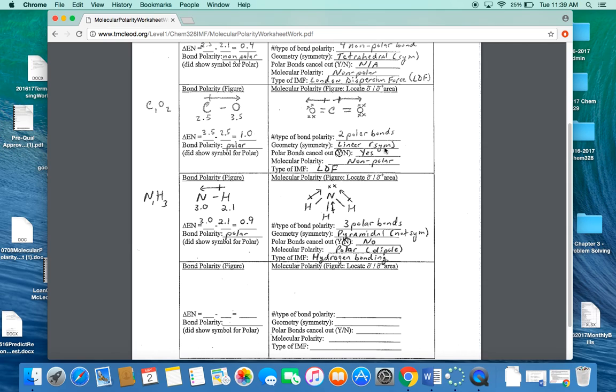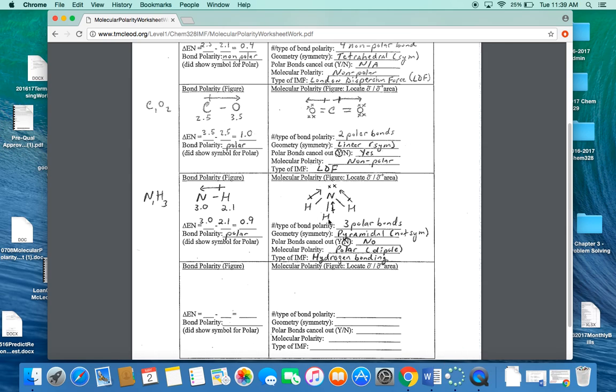So, do the polar bonds cancel out? Yes. So you can simply circle Y; you don't have to write yes. Even though the bonds are polar, it's a nonpolar molecule. Therefore, again, you have London dispersion forces. I abbreviated it.